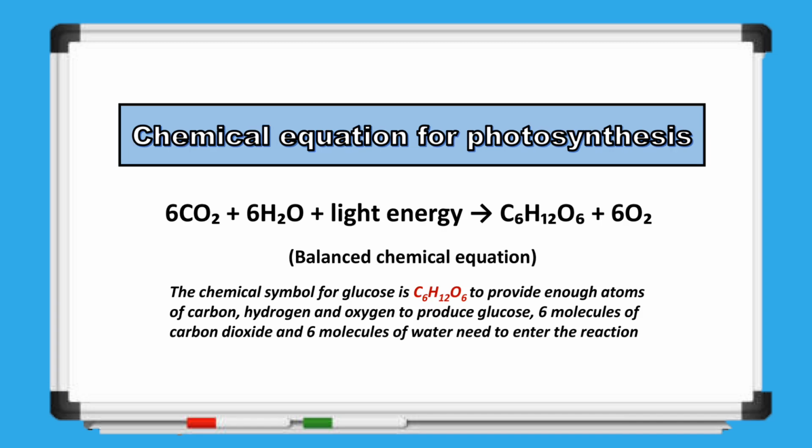Now, when we write the chemical equation for photosynthesis, we use the chemical names and formulas of the compounds involved. The unbalanced form simply shows the basic idea, but to be scientifically correct, we must write the balanced chemical equation. This means we make sure the number of atoms of each element is the same on both sides of the equation. The correct balanced chemical equation for photosynthesis shows that 6 molecules of carbon dioxide react with 6 molecules of water, in the presence of light energy, to form 1 molecule of glucose and 6 molecules of oxygen.